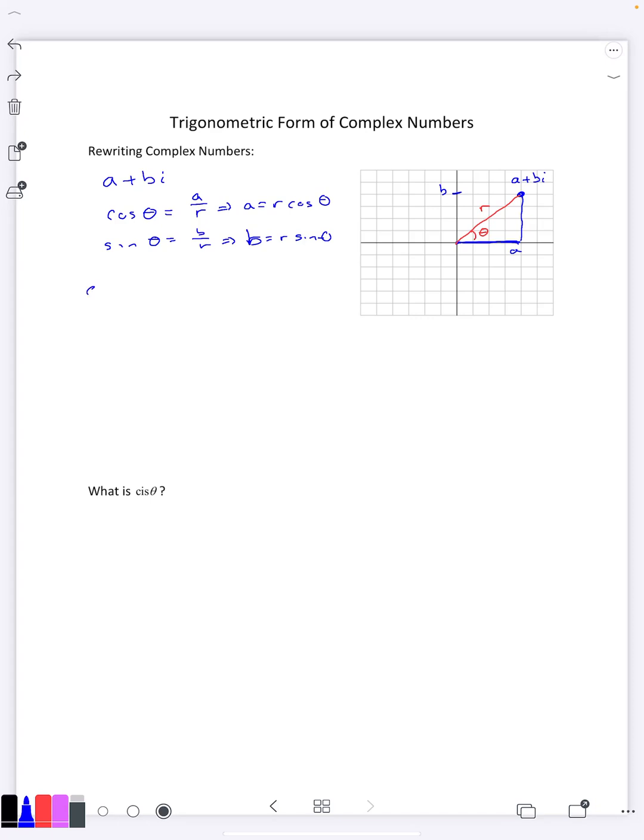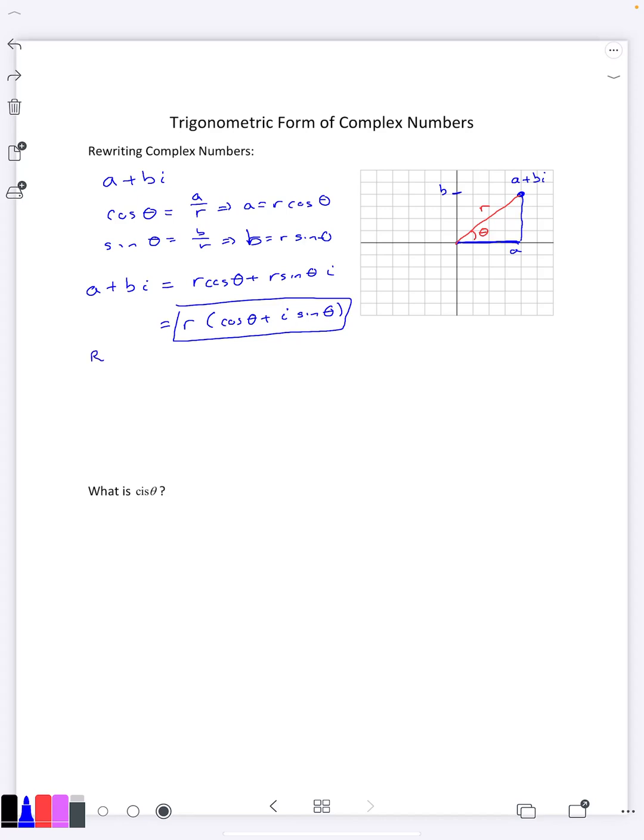And that means that the number a plus bi, a is r cosine theta, b is r sine theta times i. And we can in fact factor out the r here, and we get cosine theta, and I'm going to put the i in front of the sine theta here. And this then becomes the new way that we can write a complex number, and we call it the trigonometric form because it involves cosines and sines. Let's do an example here.